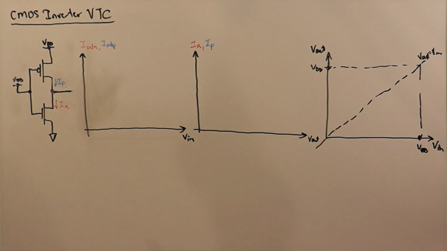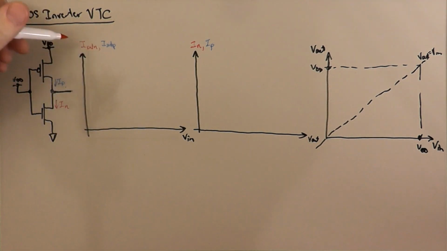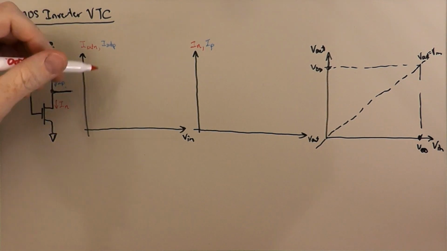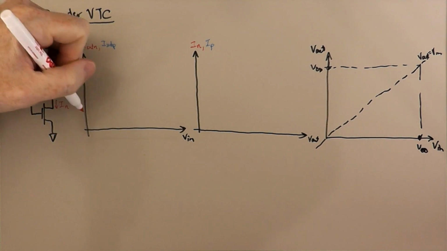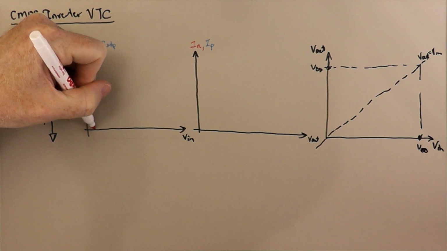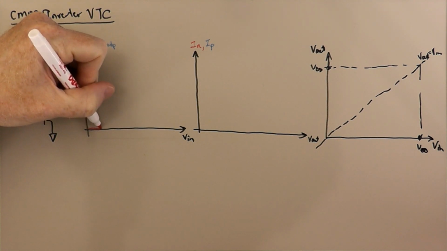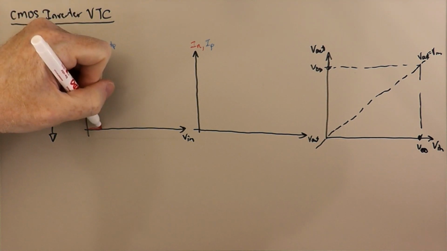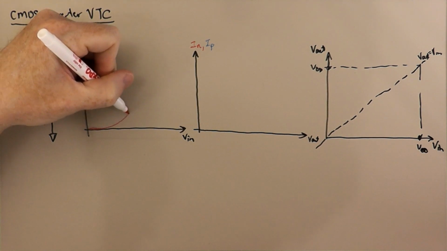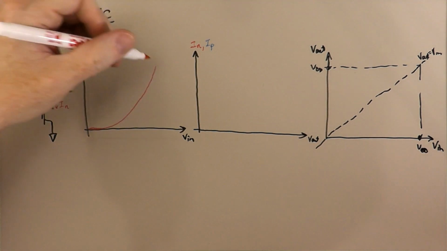And so we looked at these characteristics in Lab 5. And so on a linear scale, the saturation current for the NMOS transistor is going to start out down at 0. And then at VTN, or VT0N, it's going to start to increase and open up like a parabola that goes up.